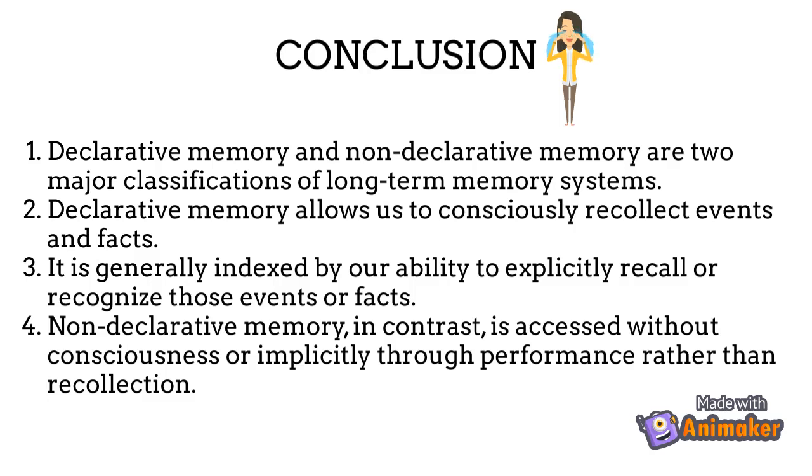Declarative memory and non-declarative memory are two major classifications of long-term memory systems. Declarative memory allows us to consciously recollect events and facts. It is generally indexed by our ability to explicitly recall or recognize those events or facts. Non-declarative memory, in contrast, is accessed without consciousness or implicitly through performance rather than recollection.